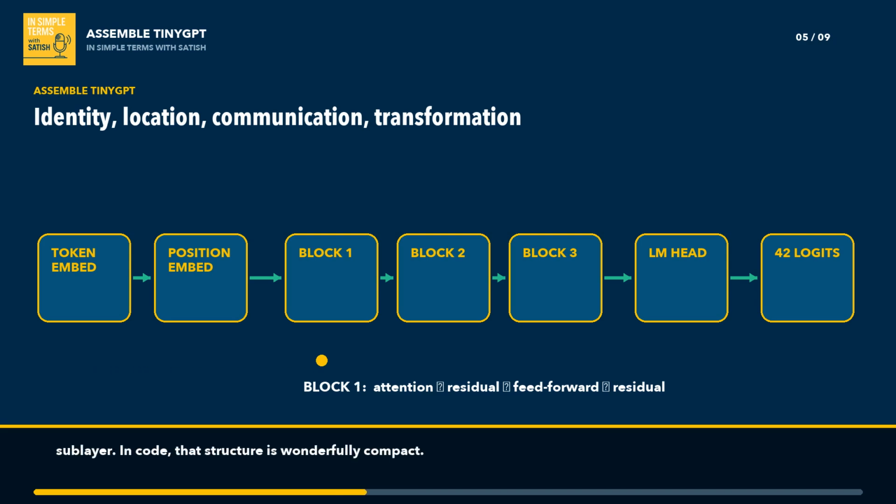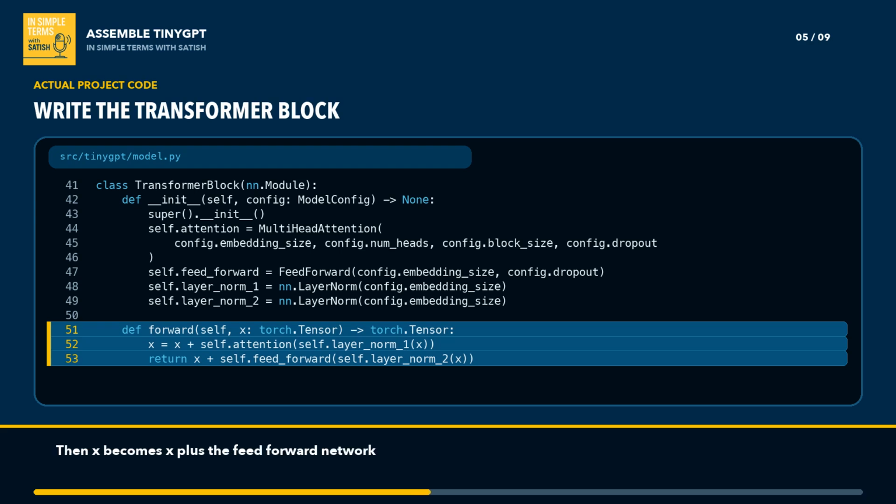In code, that structure is wonderfully compact. X becomes x plus attention of normalized x. Then x becomes x plus the feed-forward network of normalized x. The simplicity of those two lines hides many learned matrices, but it does not hide the data flow.